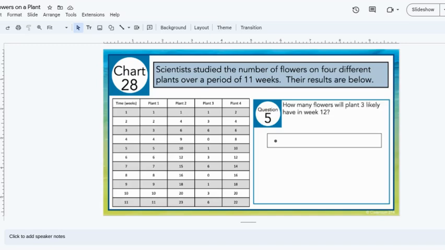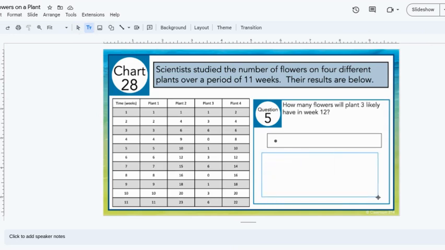Number 5. How many flowers will plant 3 likely have in week 12? Well, let's go back to our pattern. Week 3 says 1, 3, 6. Plant 3 says 1, 3, 6, 0. Well, if it's following the same pattern that we're noticing, by week 12, we predict that it would still follow this pattern. So we predict that it would have 0 flowers. I really would think that this is a good question to help us remember to look for patterns.